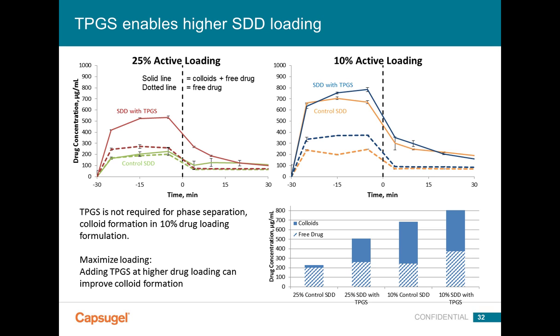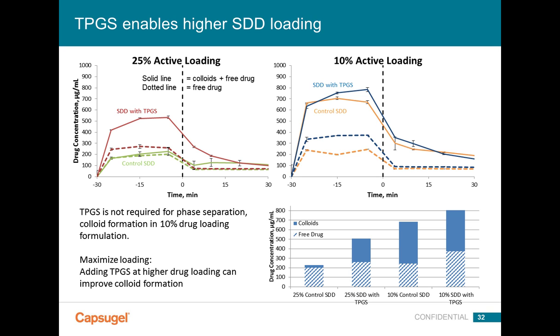On the left-hand graph here, that's just reproduced from the previous slide. This represents a 25% active loading. On the right is an analogous set of formulations at a 10% active loading, with and without TPGS. So we can see in this right-hand graph that when you're able to lower the active loading so significantly, TPGS isn't needed for colloids to form, since the control SDD forms a similar amount of colloidal species.